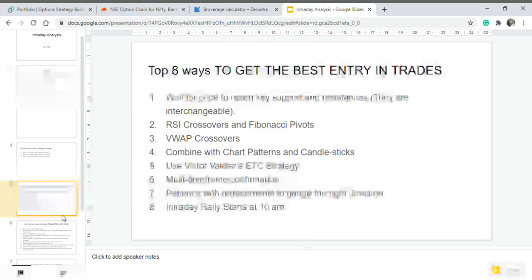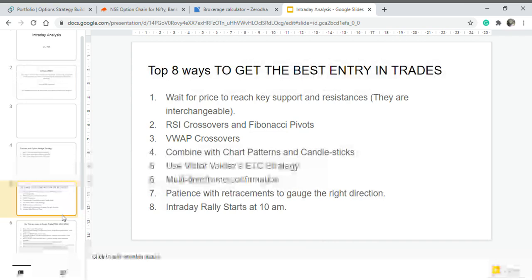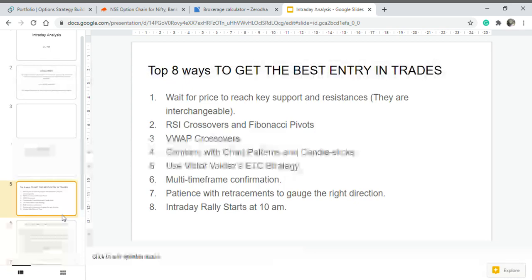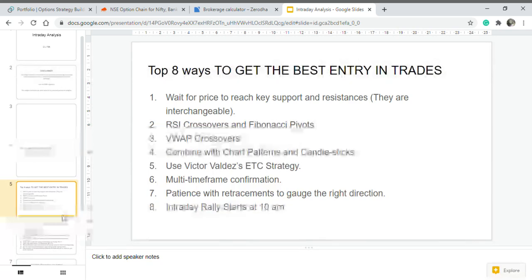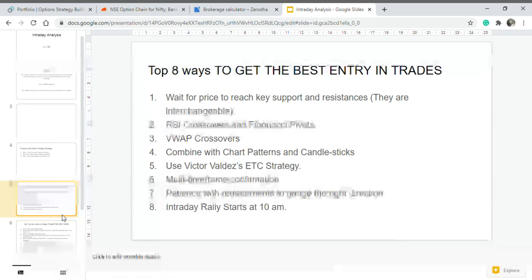Rule number one, which is like the golden rule, is to always wait and trade at the key support and resistances. You can identify the key support and resistances with the open interest data. You can identify them based on historical movement that has taken place at that support and resistance. So trade at these levels so that you would be able to correctly judge where the market is going, because it's at these levels that you get reversals.